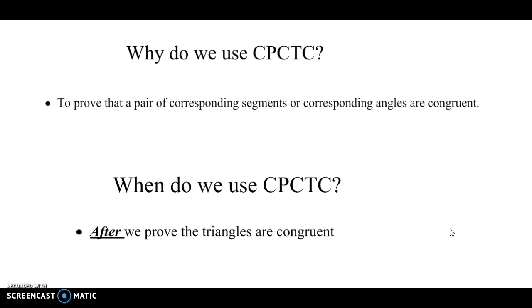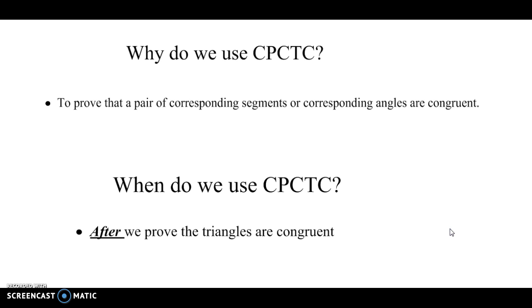So summing this up, in proofs, if you want to use CPCTC, you need to know that a pair of triangles are congruent first. So thinking about it, that would be your first goal if you were doing proofs. After that, you would use CPCTC to say that a pair of angles or a pair of sides are congruent, because think about it. If the triangles are congruent, then any piece that corresponds has to be congruent as well.